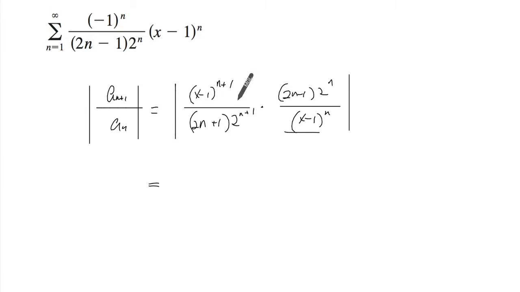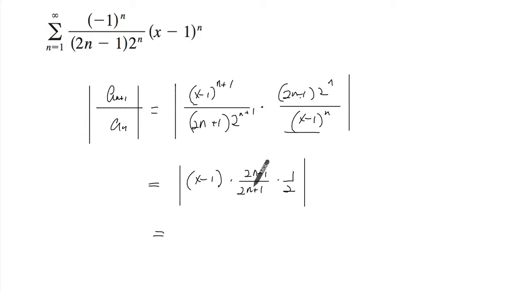Okay, so these two have the same base. If you do n plus 1 minus n, we just get x minus 1. Okay, and we have these two. Let's just put them together: 2n minus 1 over 2n plus 1. And finally, 2n over 2n plus 1 is 1 over 2.